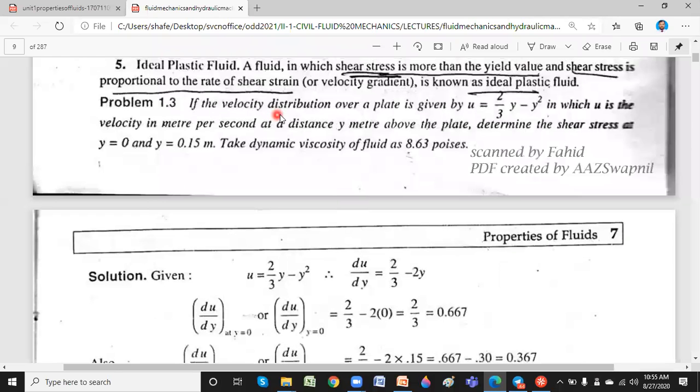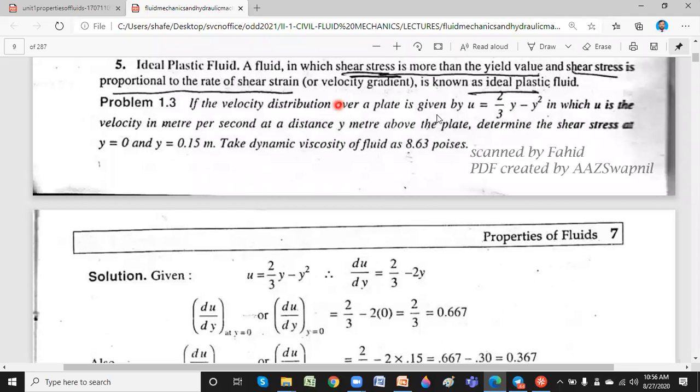Now, if the velocity distribution over a plate is given by u equal to 2/3 y minus y square. Now, what is Newton's law? You just keep in mind, tau is equal to mu into du by dy, or tau is proportional to du by dy, where u is velocity, y is the distance. Now, they have given the velocity distribution, how velocity increases and varies over the plate, because you have the bottommost plate as stationary, the topmost plate moving with the velocity of du, which is at a distance of dy.